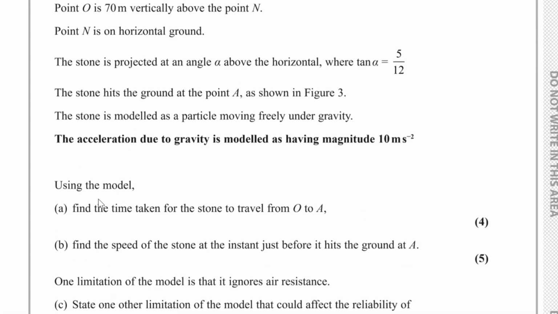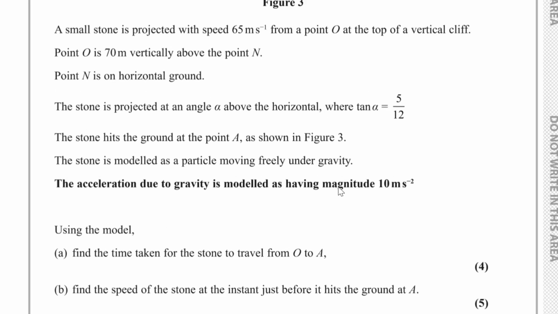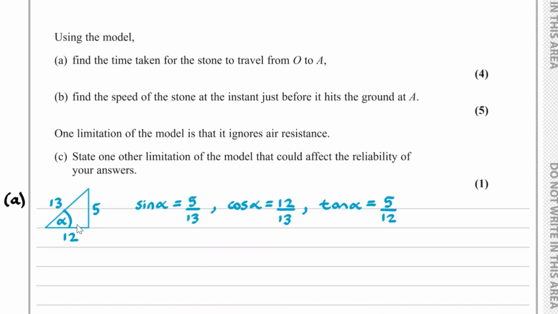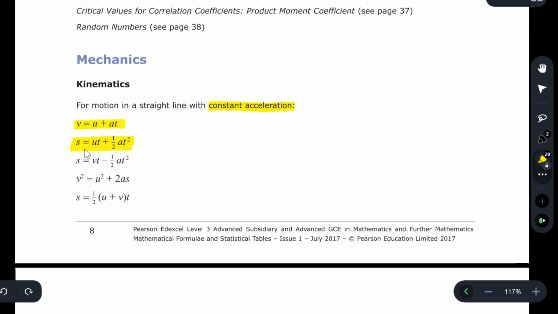Part A. Using the model, we have to find the time taken for the stone to travel from O to A. Well, if we know that tan alpha is equal to 5/12, from this, using trigonometry, the hypotenuse is 13, and so sine alpha is 5/13, cos alpha is 12/13, and tan alpha is 5/12. Now, we need to use the constant acceleration formula. We need to use s equals ut plus 1/2 at squared. We're finding out the time.